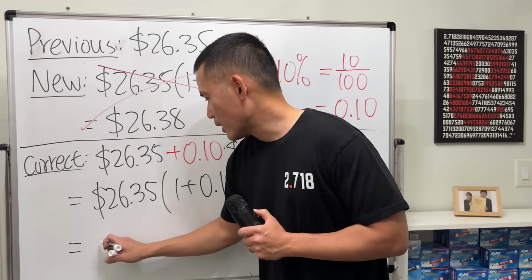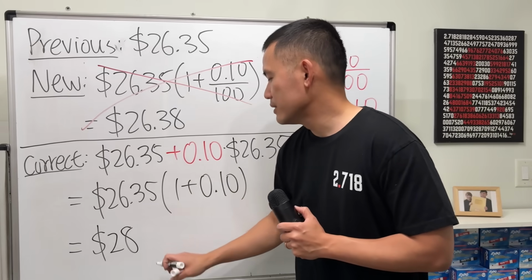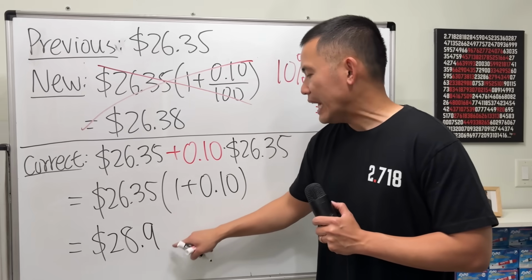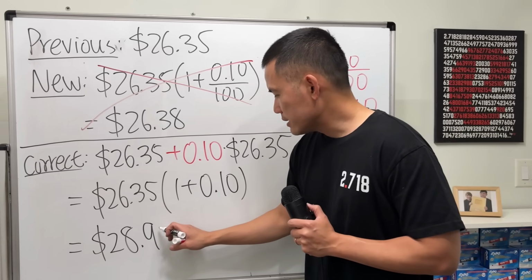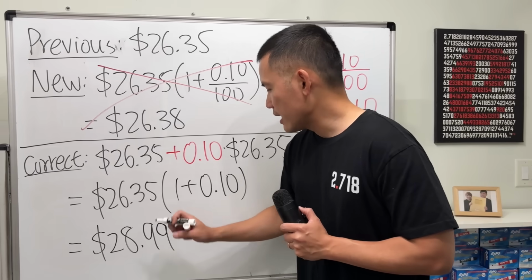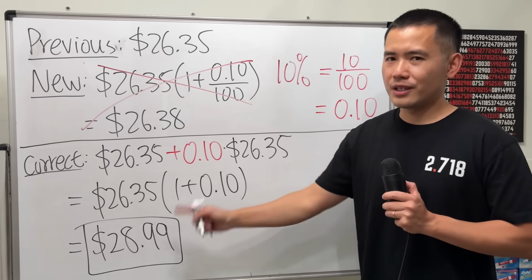And if you do it on the calculator, you will end up with $28.985. But since we're talking about money, I will just round to the second decimal place. So 99. So almost $29. This right here will be the correct pay.